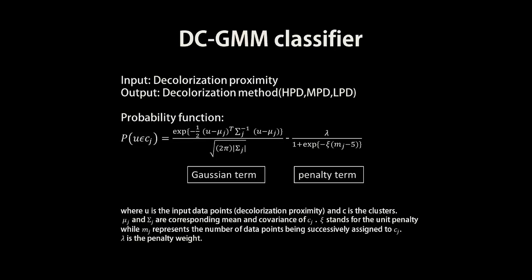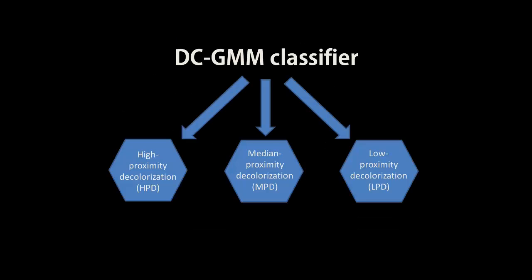By the DC-GMM classifier, the specific method of decolorization is determined. They are high proximity decolorization, HPD, median proximity decolorization, MPD, and low proximity decolorization, LPD. We will introduce them one by one.